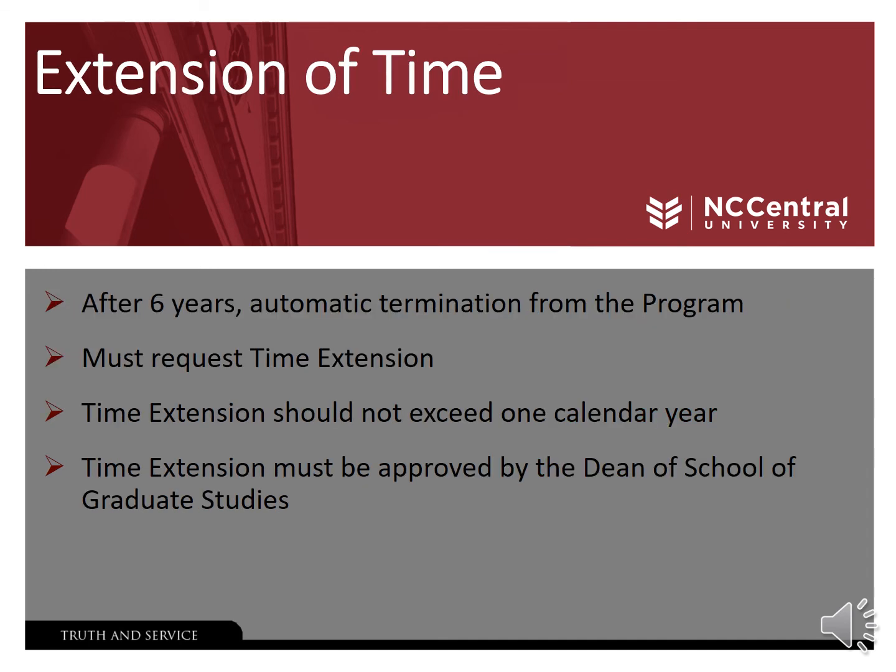Extension of time. A student whose master's or PhD time limit has expired is regarded by the graduate school as automatically terminated from the program. An extension of the time for completion of the degree beyond the respective time limit may be requested in exceptional circumstances and granted with certain conditions. Typically, the time extension should not exceed one calendar year.